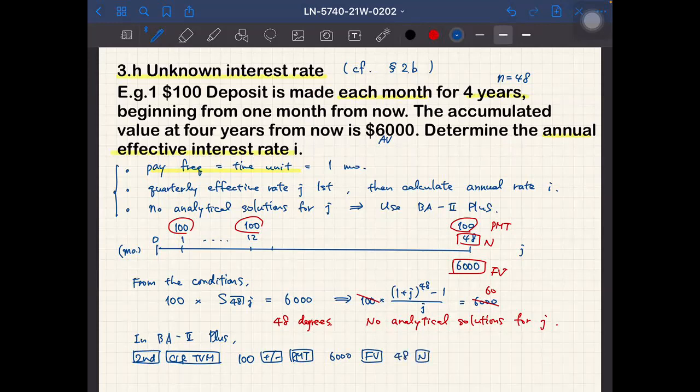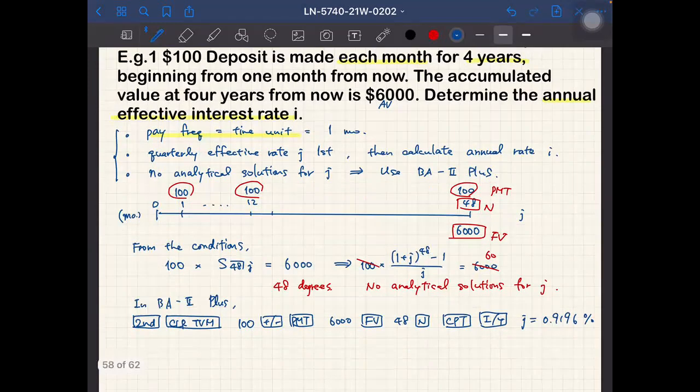Then we want to calculate J, so compute the interest rate: CPT, then I/Y. Then we get J is equal to 0.9196. This is a percent, so if you use BA II Plus, the unit is percent. So J is 0.9196%.